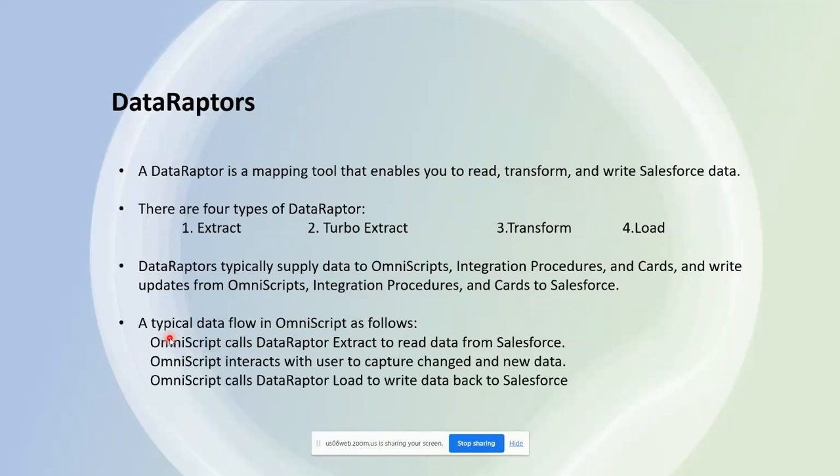What is the typical data flow in OmniScript? I'm just covering it here for your understanding. In general, what will happen is OmniScript calls data raptor extract.